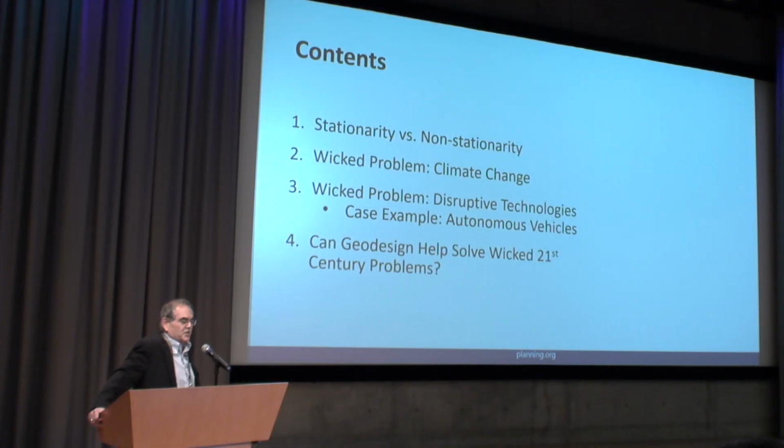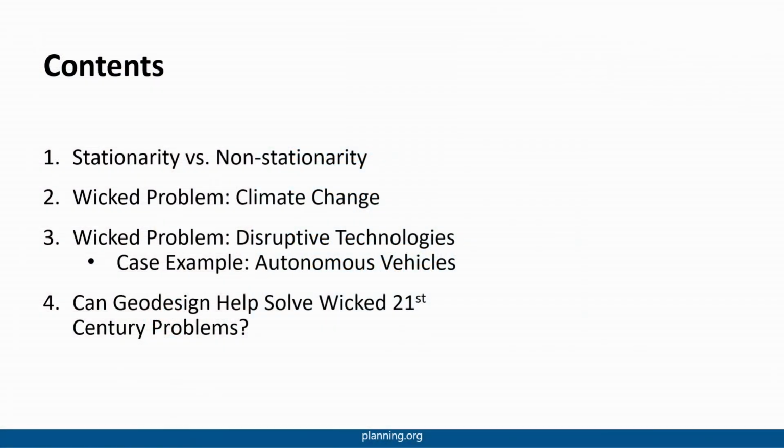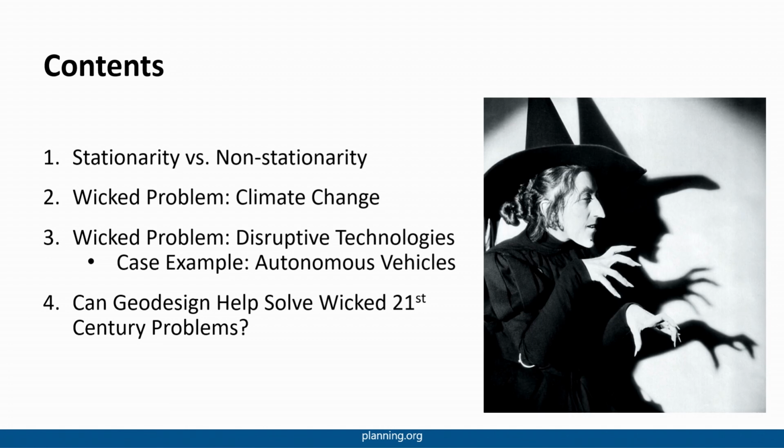So I'm going to start by talking about this idea of stationarity, this new 21st century idea of non-stationarity that's replacing it. Then I'm going to talk about how it applies to the quintessential wicked problem, I think, of the 21st century, climate change, a little bit. But I'm going to spend the bulk of my presentation talking about how it applies to another wicked problem, disruptive technologies and autonomous vehicles in particular. And I'll end by addressing this question again, how can geodesign help solve wicked 21st century problems?